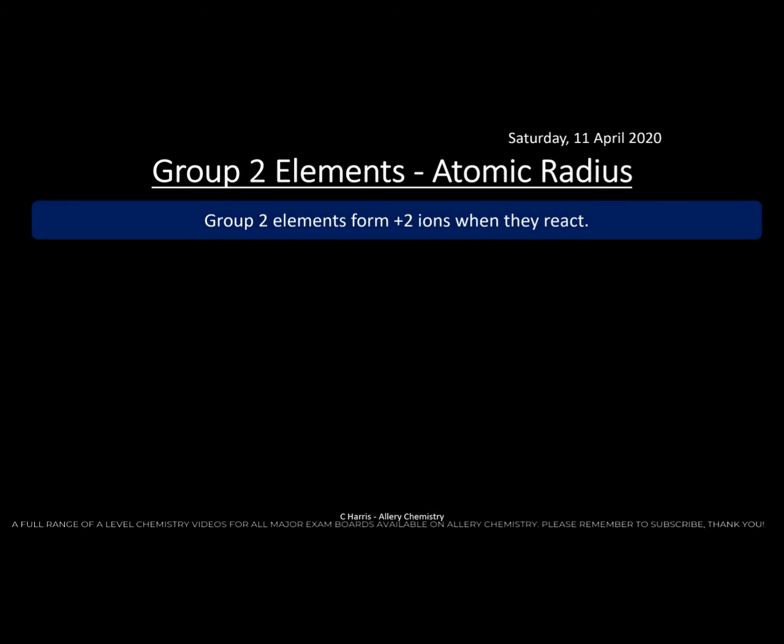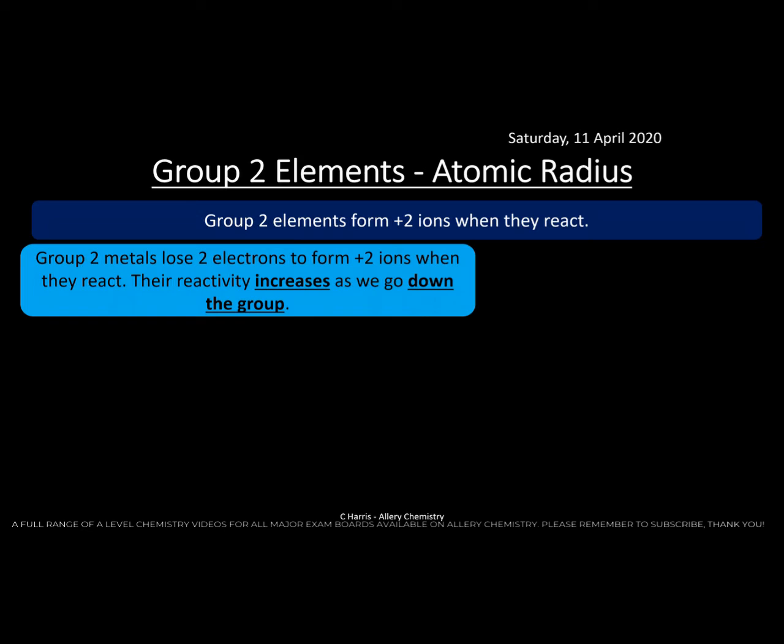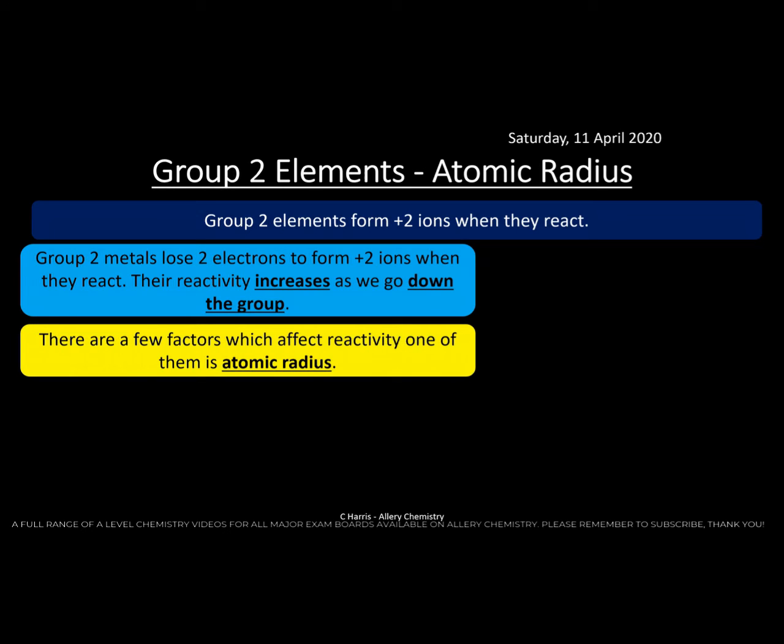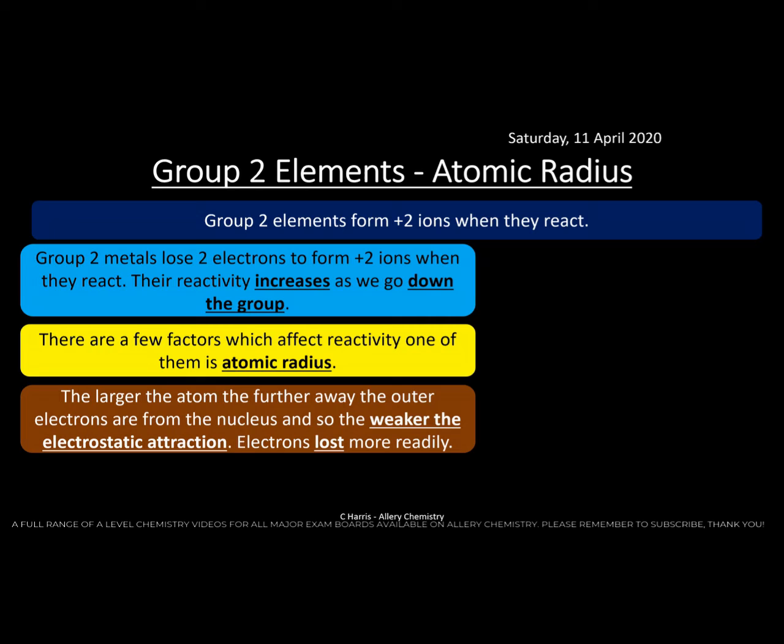So we're going to look at group 2 first. So group 2 elements, they all form +2 ions when they react, and they form them by losing 2 electrons from their outer shell. And you would have seen this before. You would have done ionization. There's a video, I believe it's video 2, that contains information about ions and ionization, and video 1, definitely video 1, that contains the ions. So this is just building up from that. But group 2 forms +2 ions, and the reactivity increases as we go down the group. They become more reactive. And there are a few factors that affect reactivity, and one of them is atomic radius. And you would have seen this again, definitely in video 2.